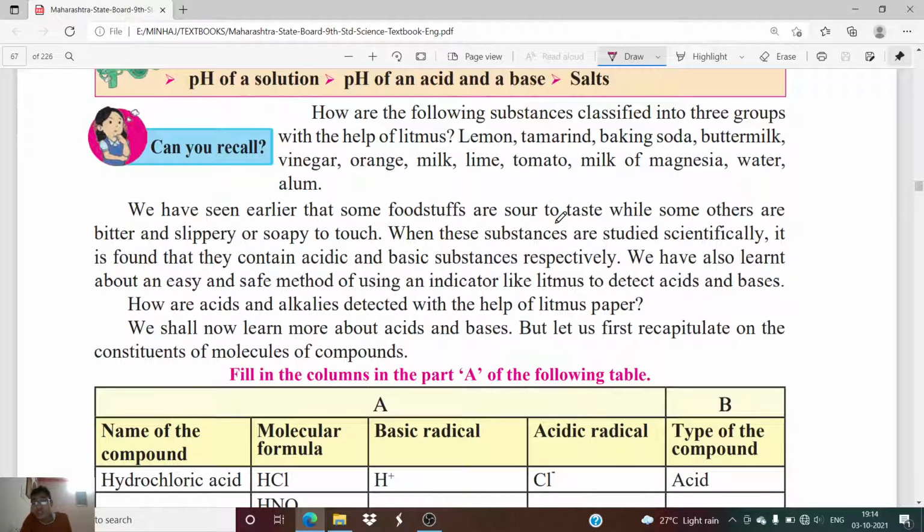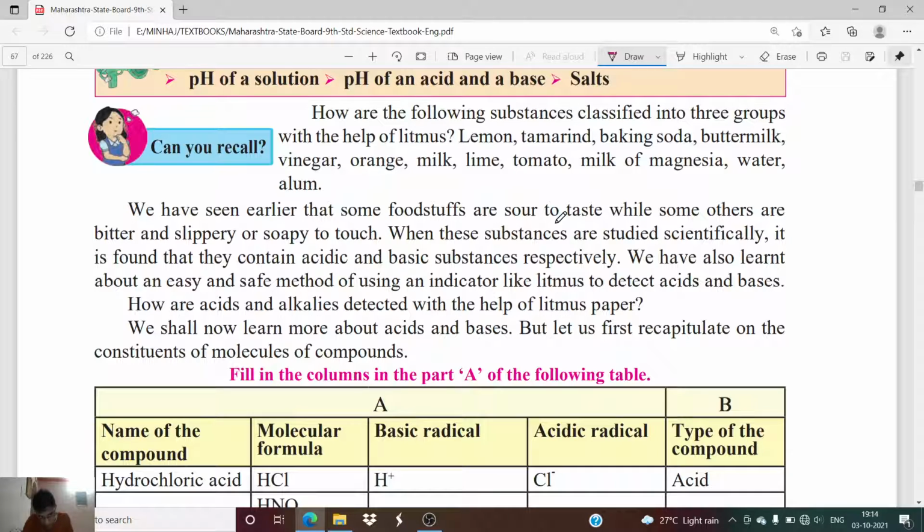Now, when these substances are studied scientifically, it is found that they contain acidic and basic substances respectively. So acids have acidic substances and bases have basic substances. We have also learned about an easy and safe method of using an indicator like litmus to detect acids and bases. Litmus, which is made from lichen, a plant, can be used to identify whether the given compound is acidic or basic in nature.